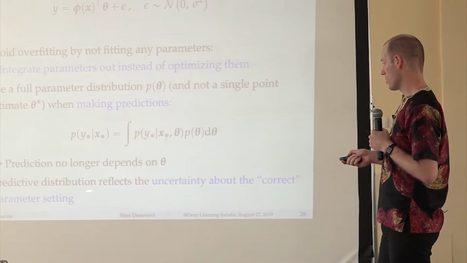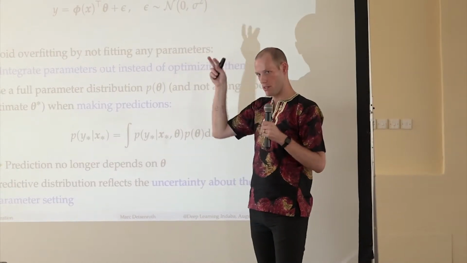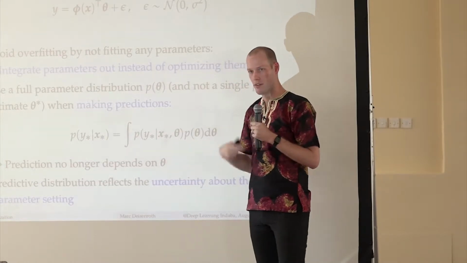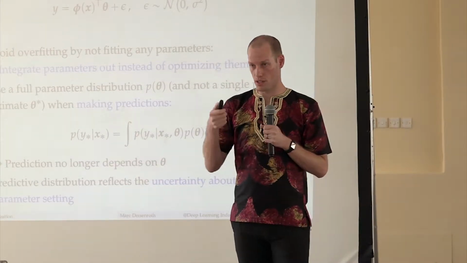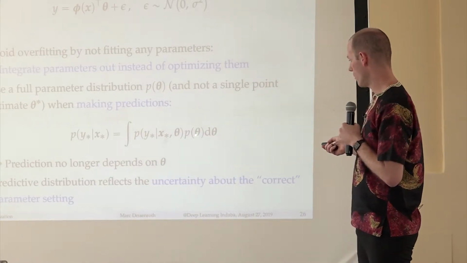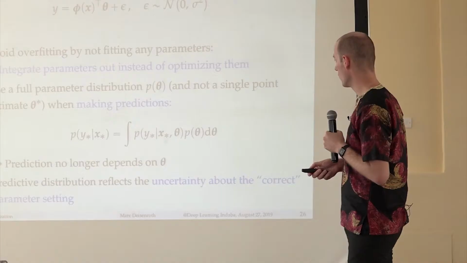And so the nice thing now is that the predictive distribution also reflects the uncertainty about the correct parameter settings. If you are really certain about one parameter, then this distribution just converges to a Dirac delta, so only one point left, and that would be equivalent to using a single parameter. But if this is not a delta function, then this predictive distribution will reflect something about the uncertainty in the parameters. We're going to have a look at this in a moment.